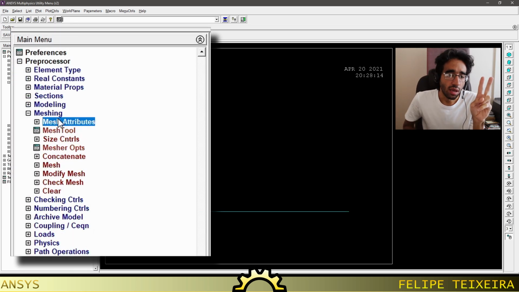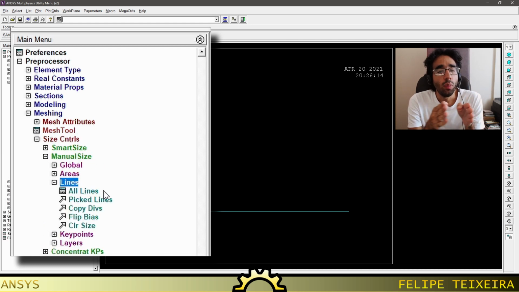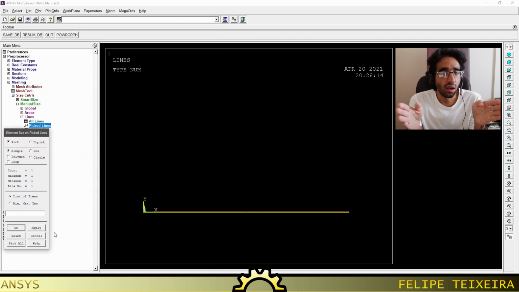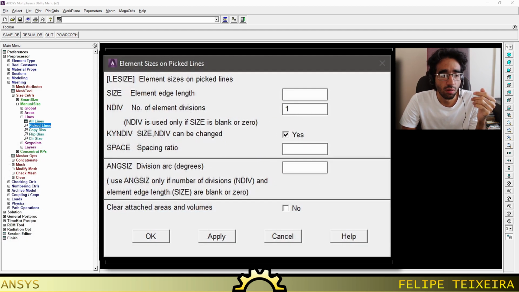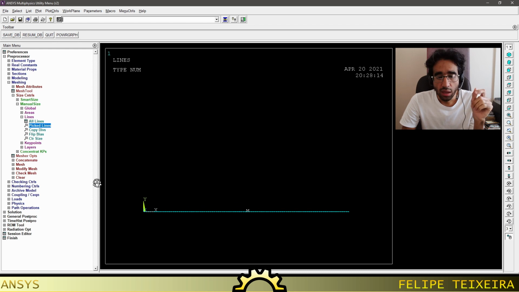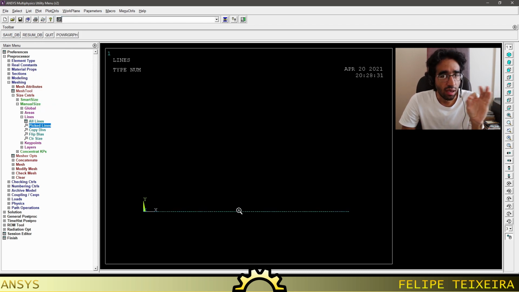I have two options. I can say how long the element is, its length, or I can say into how many parts should ANSYS divide the line. I'm going to say that ANSYS should divide the line in 100 parts. So I'm going to click OK. And there you go. ANSYS is now displaying to me the line with 100 divisions, as I have requested.